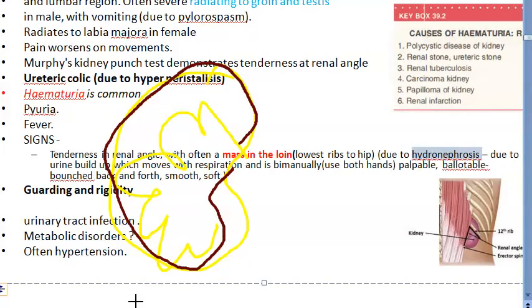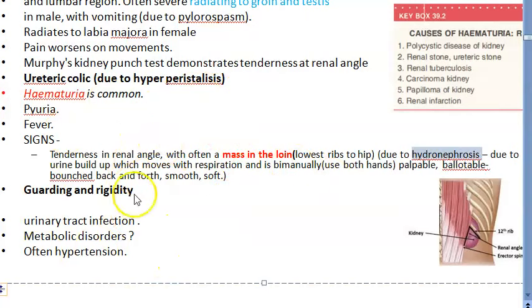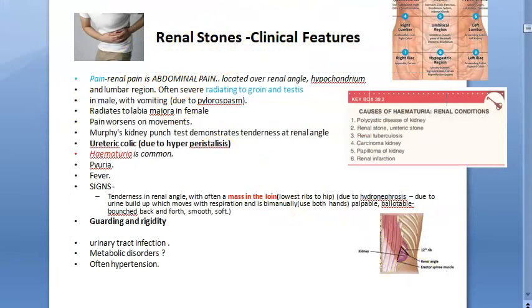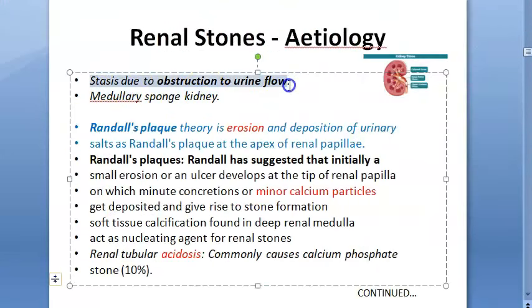This mass will move with respiration, and when you use both hands bimanually, you can palpate this mass. It's ballotable. Ballotable means what? It will bounce back and forth, and it is smooth and soft. Okay, kidney is smooth and soft. In one of the clinical features I forgot to mention, there is a mass in the loin. Okay, now it has been made in red. So hopefully next time when you're reading the slide, you will not forget it. So you understood this, right?